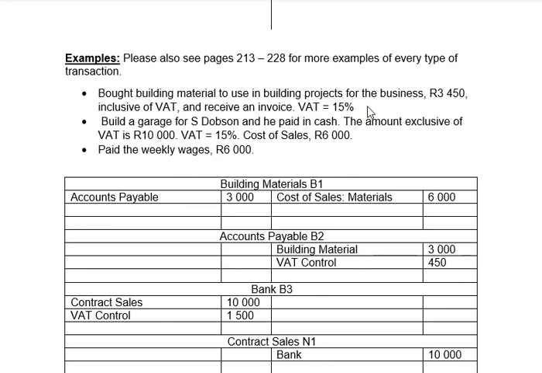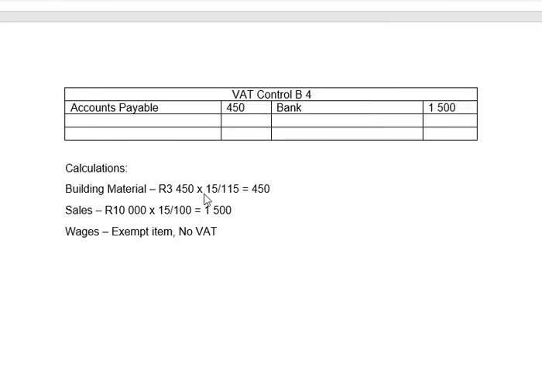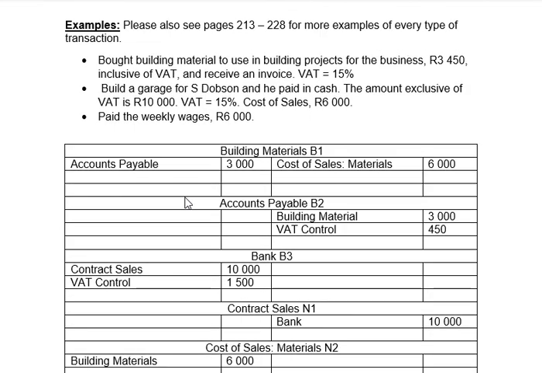So therefore, because it's inclusive, I'm going to take the 3450 and I'm going to times by VAT over 100 plus the VAT percentage, so times by 15 over 115. That tells me that included in that 3450 is VAT of 450. So the 3450 is made up of material of 3000 and then 450 for VAT to make up the total inclusive amount of 3450. Okay, so now how would I go about recording this?